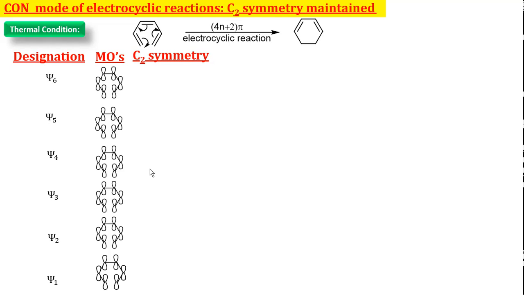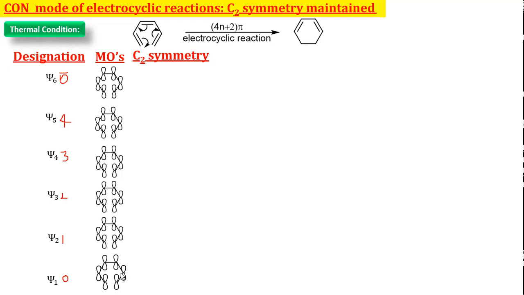Okay, so let's see the nodes. The number of nodes is 0 here. Here 1 node is present. Here 2 nodes are present. Here 3 nodes are present. And here 4 nodes are present. And here 5 nodes are present.